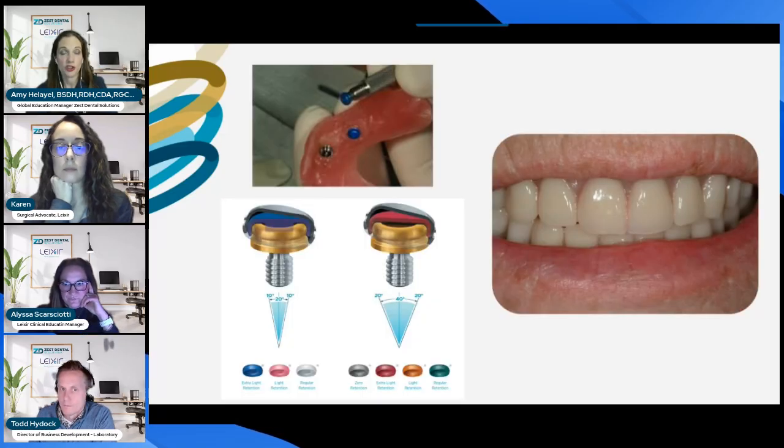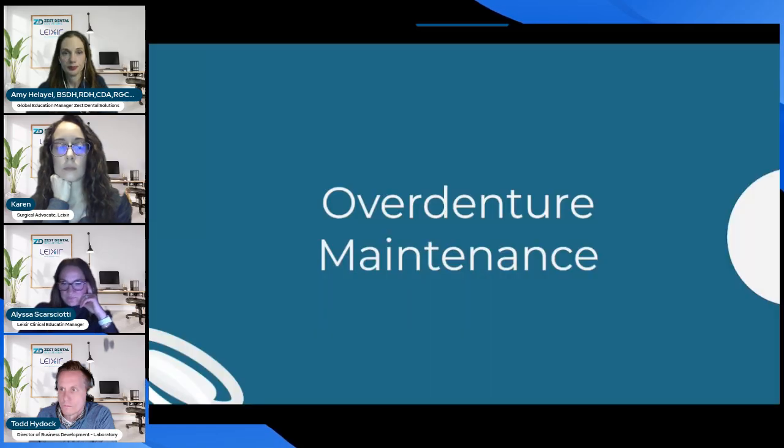Again, you're making sure you're selecting the proper insert based off of your angulation, whether it's standard range for 0 to 10 degrees or extended range for 10 to 20 degrees. If you are using that angled abutment, you're using the extended range nylon insert for your angled abutment.